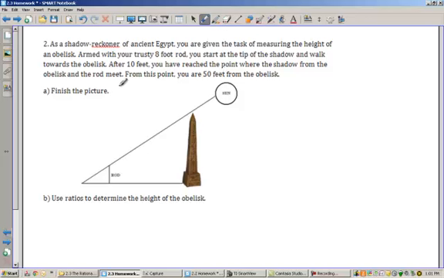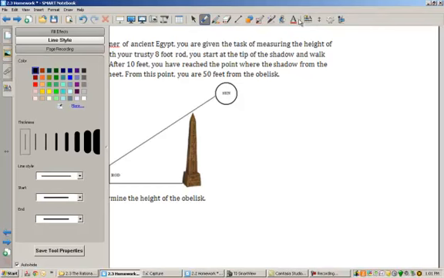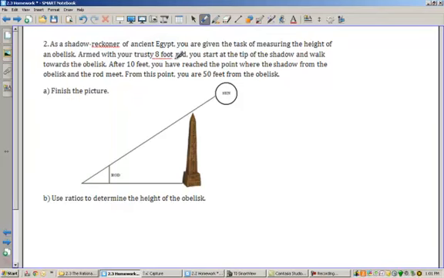All right, so finish the picture. So you want to fill in the spots here. So let's get a different color and underline some things. So you have an 8-foot rod, right? The idea is, you're given the task, you want to measure the height, of course, of the obelisk. And you can't climb the obelisk and drop down with a tape measure. It's too tall or too dangerous, whatever. So the idea, here's my rod, I should label that. This is the rod here, and so we know that's 8 feet tall.